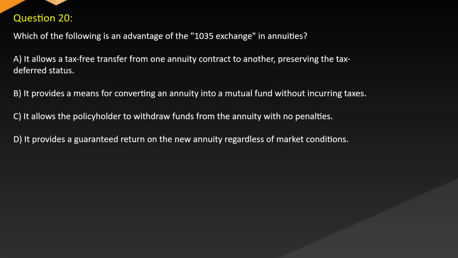Question 20. Which of the following is an advantage of the 1035 exchange in annuities? A. It allows a tax-free transfer from one annuity contract to another, preserving the tax-deferred status. B. It provides a means for converting an annuity into a mutual fund without incurring taxes. C. It allows the policyholder to withdraw funds from the annuity with no penalties. D. It provides a guaranteed return on the new annuity regardless of market conditions.